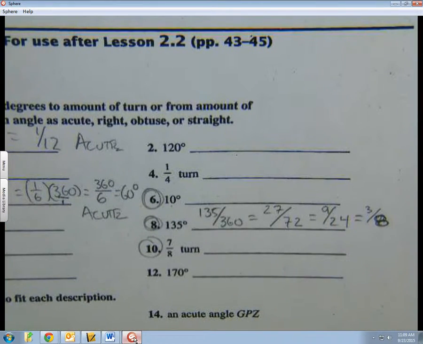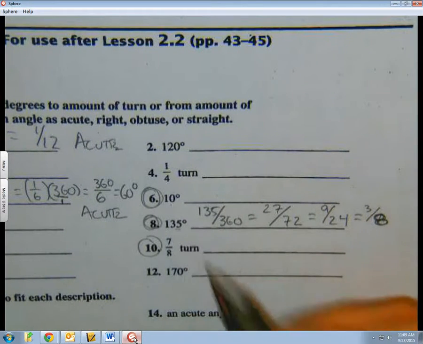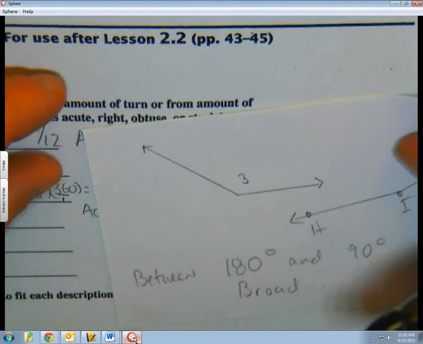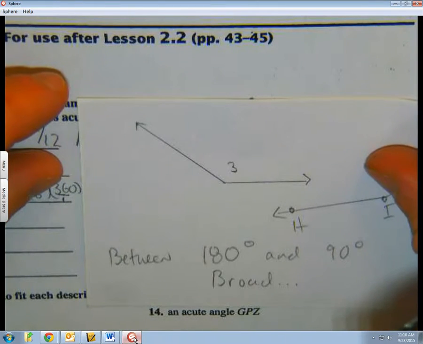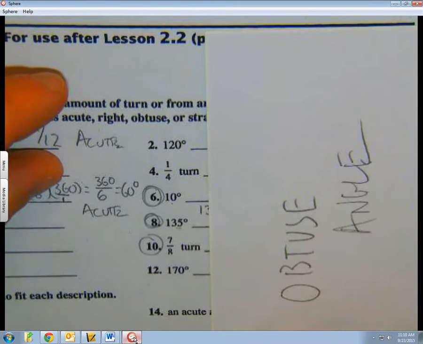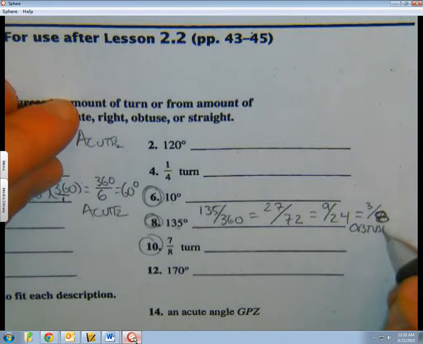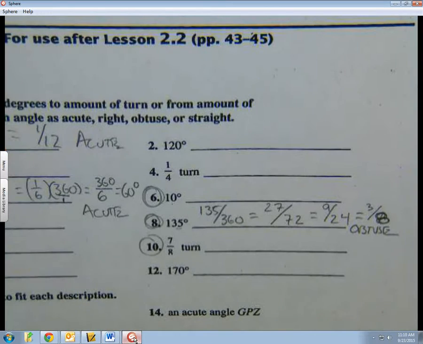Now, let's look at that. What is it? Acute, right, obtuse, straight. Well, 135 degrees. If we look at our note cards, or we just remember, stop being so obtuse. Between 180 and 90 is obtuse. So that's obtuse. Okay.